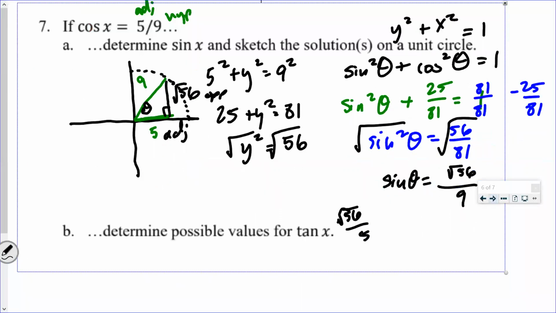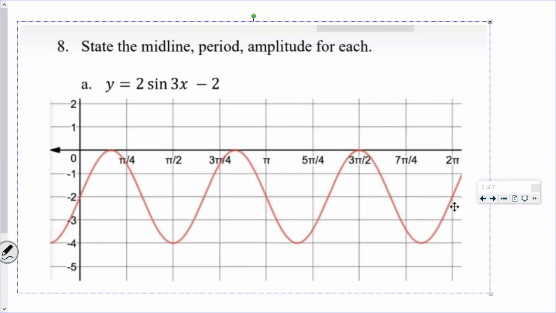Back to full screen here. And lastly, we started talking about graphing sine and cosine. A little bit of tangent, but mostly sine and cosine. And then if we give you a graph, can you find all those pieces? We use the acronym MAPS, where M was the midline, A was the amplitude, P is the period, and S is the shift. So in our case, it says state the midline, period, and amplitude for each.